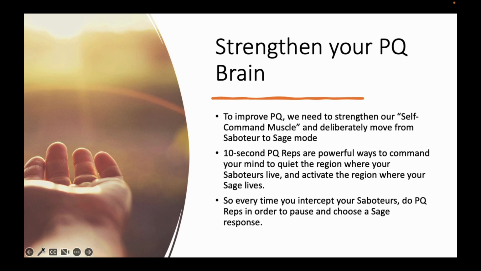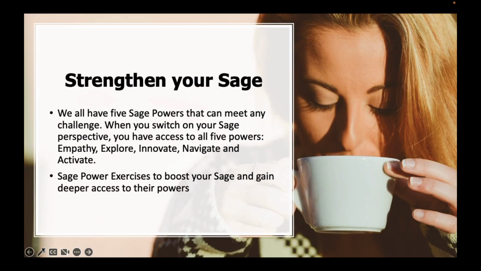So when you label them, we also do a PQ rep to follow up. And of course, there's another video on all that. So where does this all sort of leave us? Oh, sorry. And then the third point, I forgot about it, was strengthen your sage.